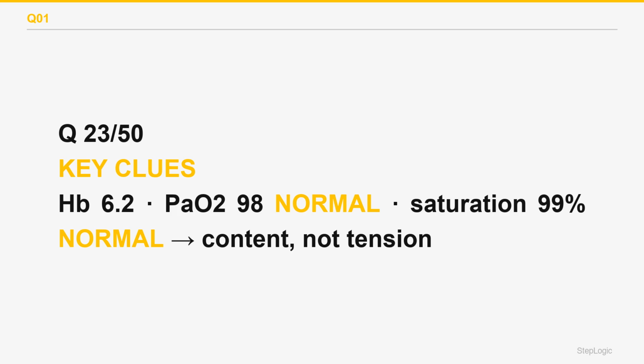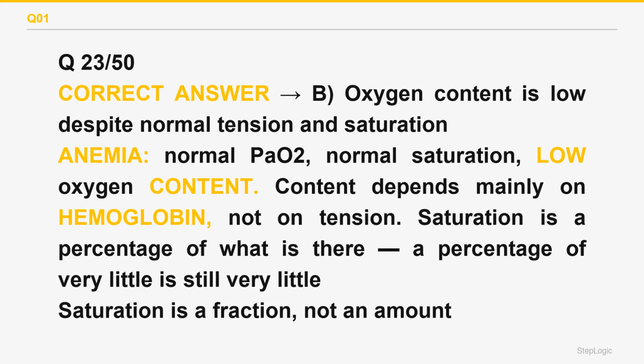Oxygen content is dominated by hemoglobin concentration because the great majority of oxygen travels bound to hemoglobin rather than dissolved. With a hemoglobin of 6.2, this patient carries roughly half the normal oxygen per unit of blood, even though every molecule of her hemoglobin is fully saturated and her PaO2 is entirely normal. That is anemic hypoxia, and choices A and D both misread a normal gas as abnormal. The correct answer is B.